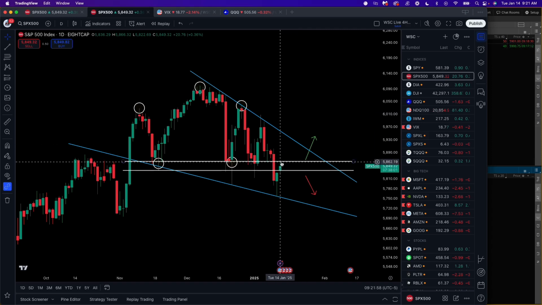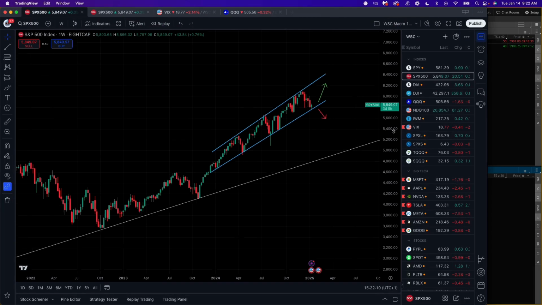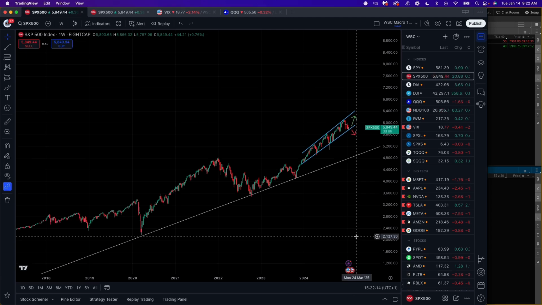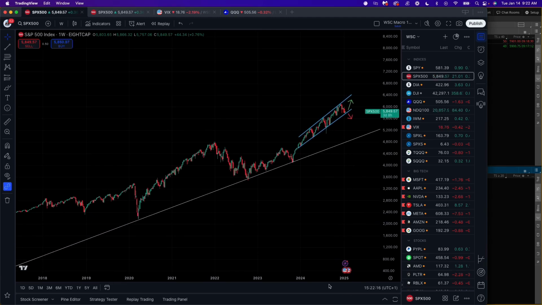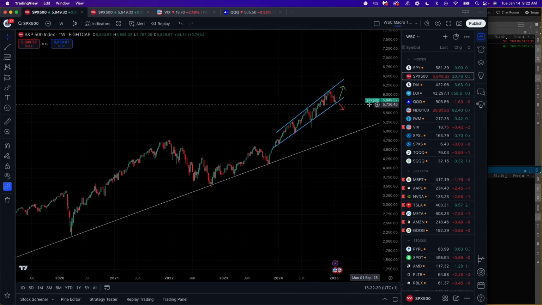But if we actually reject here, especially if we break below 5,830, that would look extremely bearish, and we would be continuing lower. When we go to the weekly time frame here, we still are trading inside our 2024 pattern. We have been following this chart very closely.